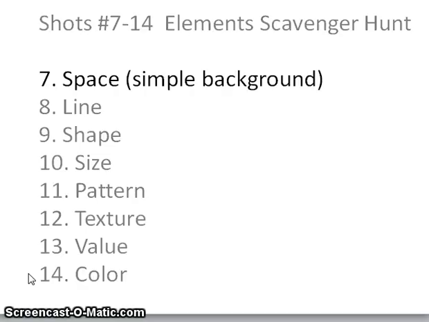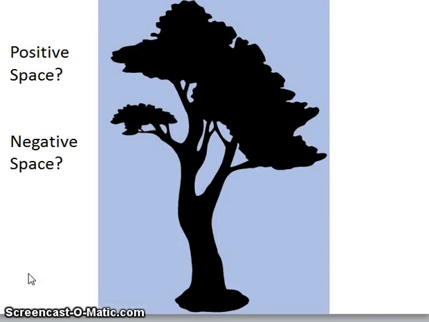First one, space, and I'm thinking of the simple background again, but instead of me just calling it the background or space, I'd like you to start using the terms positive space and negative space. Positive space refers to the area in the frame taken up by your subject. Negative space is referring to the background, or the space behind your positive space.